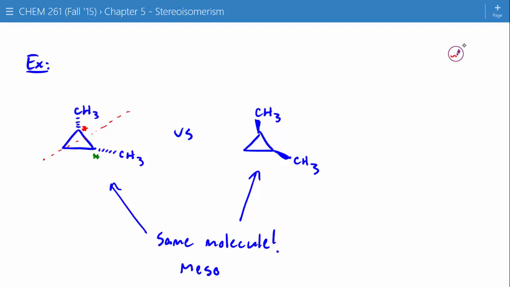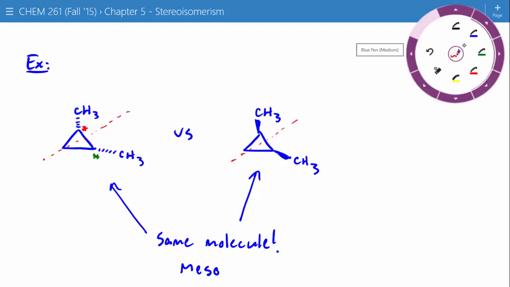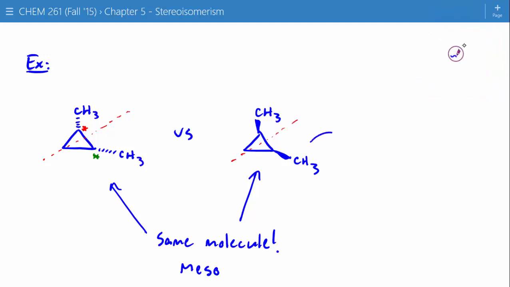Same thing with this one. It's got that internal mirror plane, and if you take this molecule and you flip, we just get the exact same compound. So meso compounds are the last kind of exception to that rule. So when we classify things, we either say that you've got a pair of enantiomers, you've got a pair of diastereomers, or you have a meso compound.